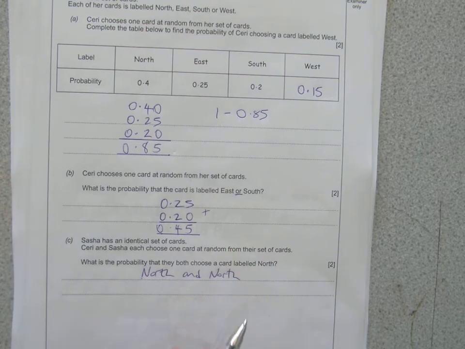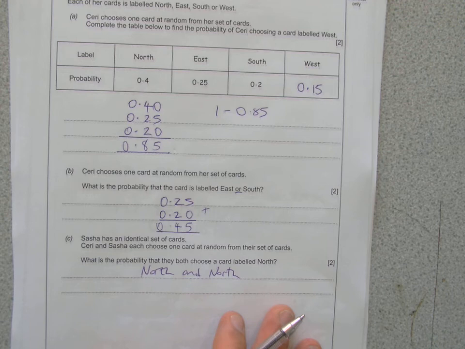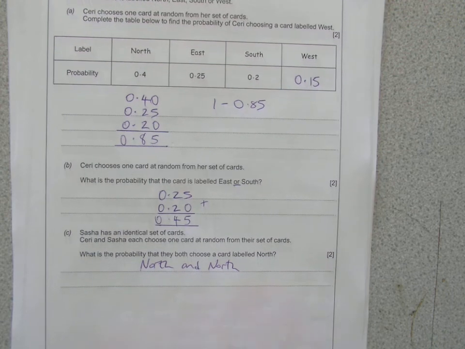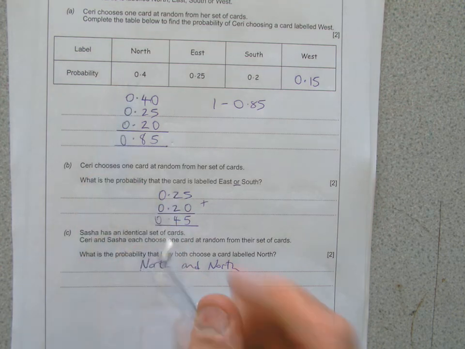And when we see that word and in probability, we actually now need to multiply. We're not adding. We've got 2 different sets of cards, so we want both of them to actually occur. So it's not an either or case. Up here, it was either east or south, and we could include both possibilities there. But when it comes to this case here, we want them both to occur because they've got their own sets of cards. So north and north, we need to multiply these together.